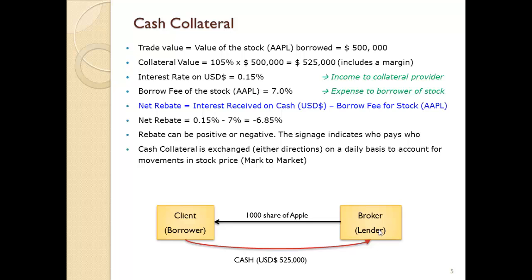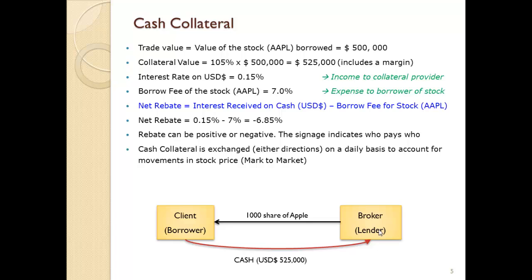It is important to understand the difference between these two components because interest rate is specific to the currency being exchanged, or the currency of the collateral being exchanged, whereas the borrow fee is specific to the stock being borrowed. The net rebate works out to be negative 6.85%, which is the difference between the interest received on cash less any borrow fees to be paid for borrowing the stock.